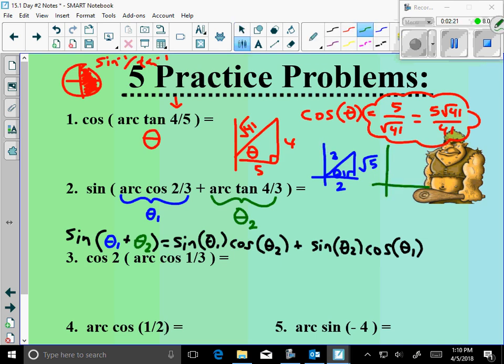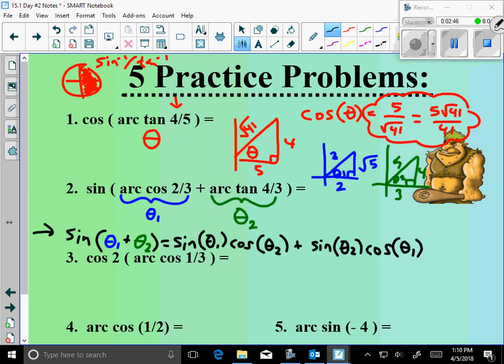Theta 2. I'm going to draw a separate triangle. I have a tangent of 4/3. That should ring a bell here. That makes a 3, 4, 5 right triangle. That's theta 2. So now I'm going to use this formula right here. Sine of theta 1 plus theta 2 is sine of the first angle, cosine of the second, plus sine of the second, cosine of the first. Okay, that's a formula you need to be aware of and comfortable with.